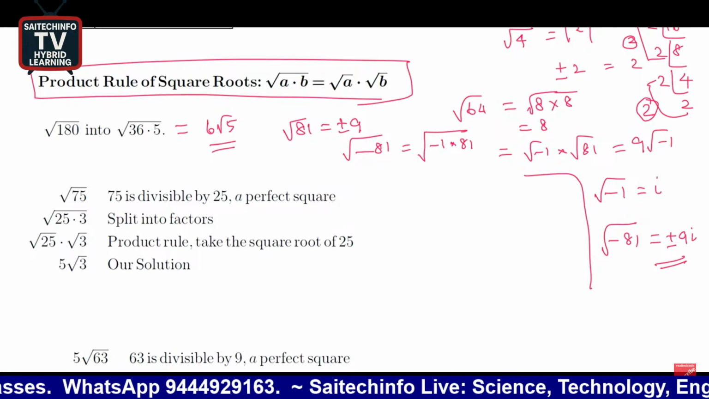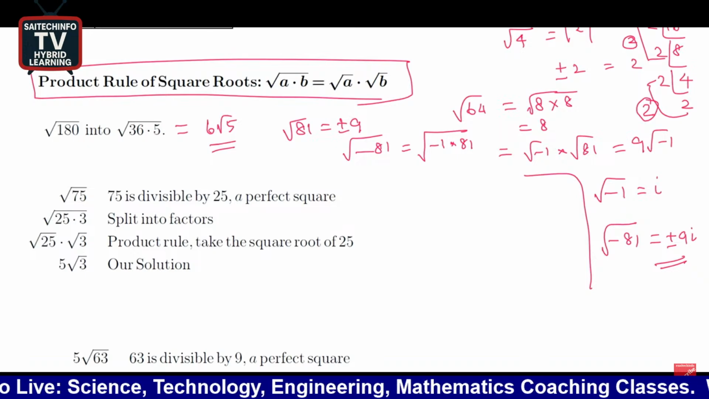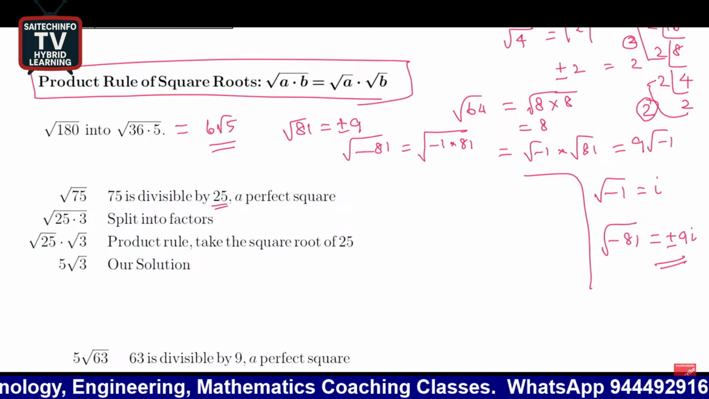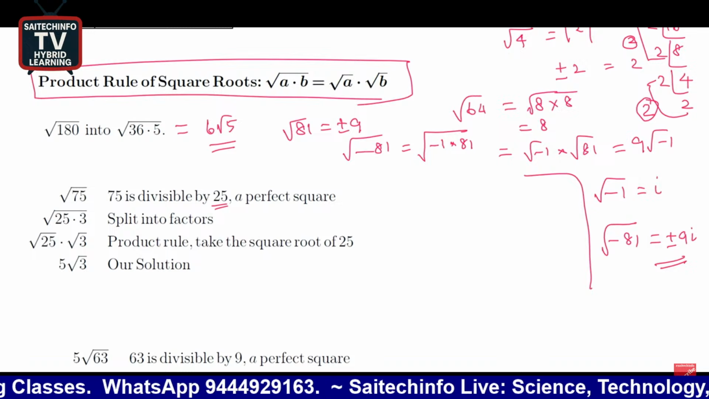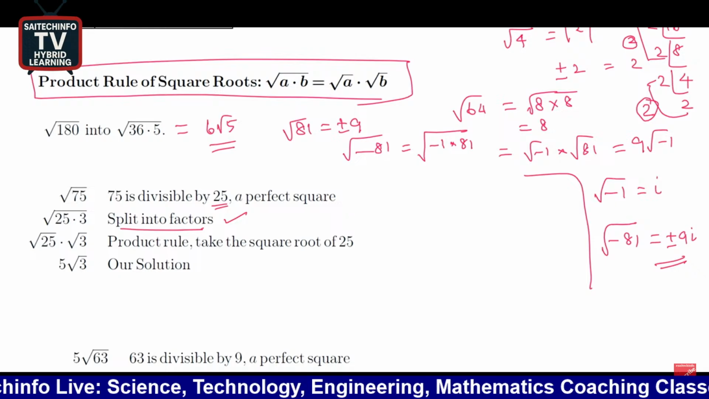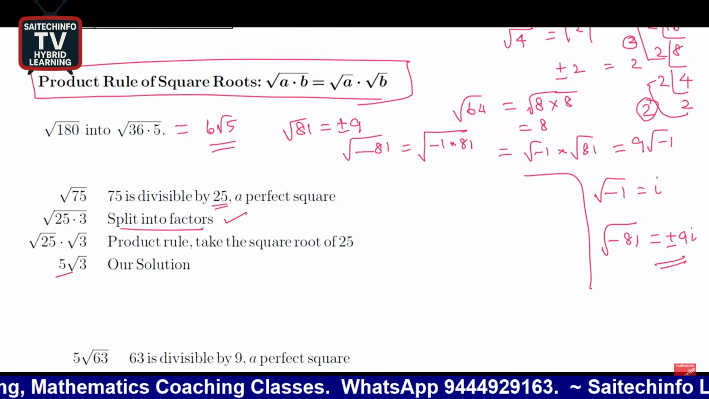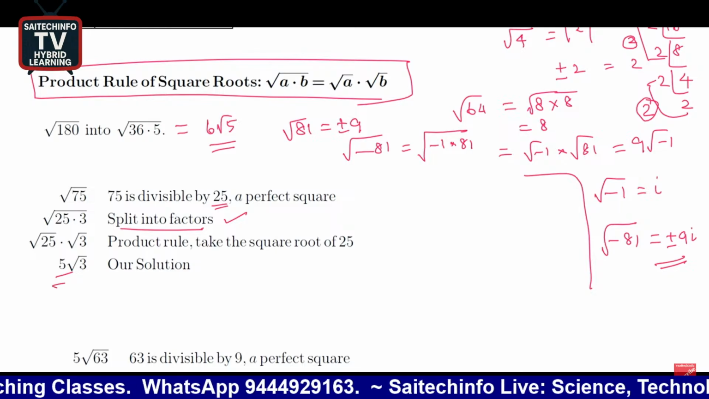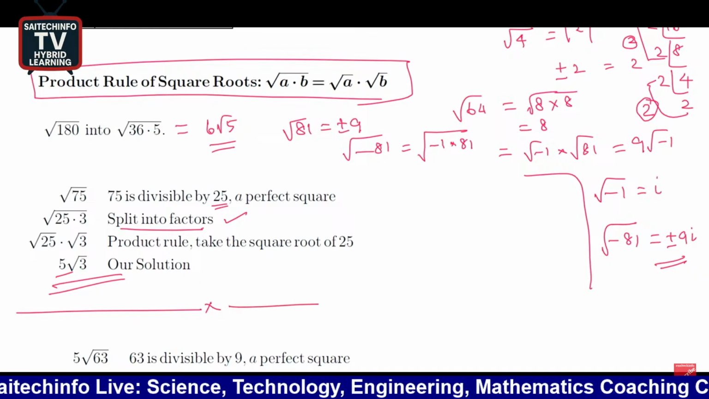அதே மாதிரி இப்போ √75 இதோட நியரஸ்ட்டு பர்ஃபெக்ட் ஸ்கொயர் என்ன? 25 தான் பர்ஃபெக்ட் ஸ்கொயர். அப்போ 25ஆல் டிவைட் பண்ணிடலாம் இல்லையா? ஸோ 25 into 3, இது ஸ்ப்ளிட் into 2 ஃபேக்டர்ஸ். அதுக்கப்புறம் √25க்கு நமக்கு ஆன்சர் இருக்குது 5. தென் √3 அப்படியே ரீடைன் பண்ணிடலாம். ஸோ திஸ் இஸ் அவர் சொல்யூஷன். காட் இட்? நெக்ஸ்ட் சம் போகலாமா?